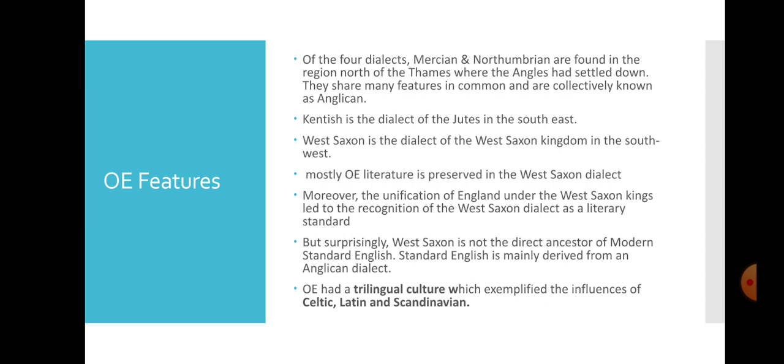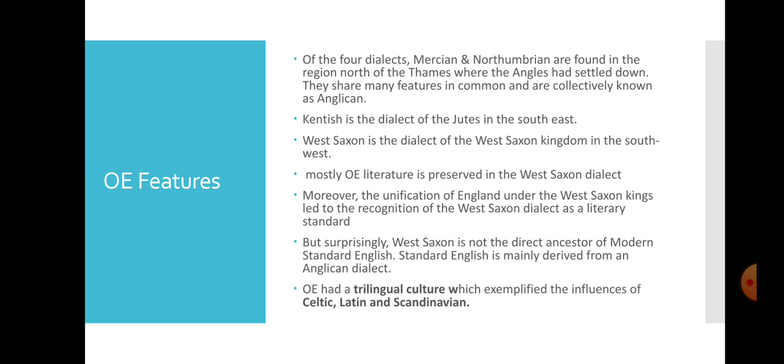The West Saxon kingdom was the first to attain some kind of political unity in England. The unification of England under West Saxon kings led to the recognition of the West Saxon dialect as the literary standard. Even though there were many kingdoms, England was later unified under the West Saxon kings, and as a result the West Saxon dialect became prominent and became the literary standard.